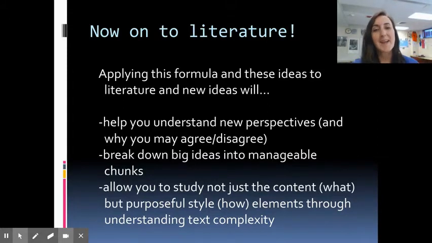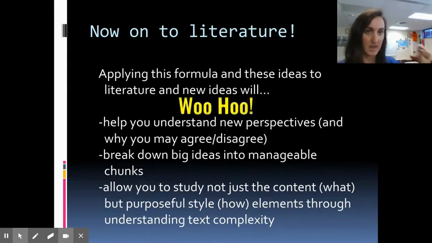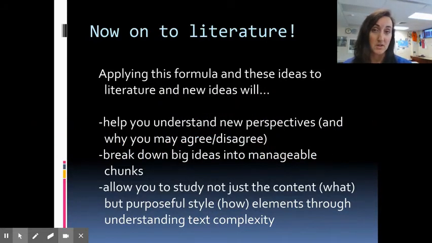It's going to help you break down big ideas into manageable chunks, right? To take this character or to hear about this and say, okay, how do I break this down? And how do I understand what's happening by evaluating what the character's choosing? Wow, they made this choice, like what belief made them make this choice?